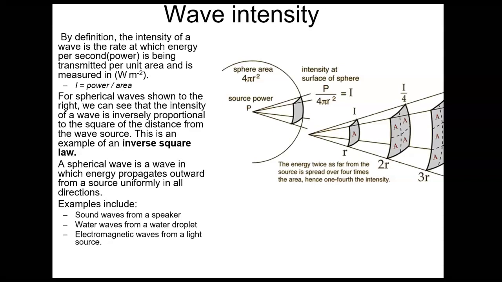Examples of a spherical wave which I've seen before, again, are water waves from a water droplet, sound waves from a speaker, light from a light bulb. There's lots of different examples of spherical waves. So in the data booklet, just think intensity is inversely proportional to distance squared. If you actually want to do the calculation, it would be power over 4 pi r squared, where r is the distance that you are from the wave source.